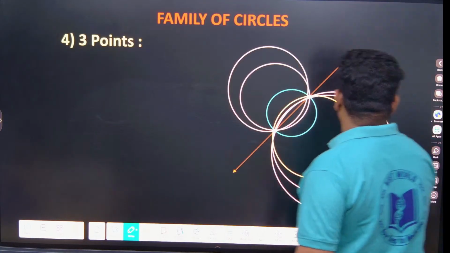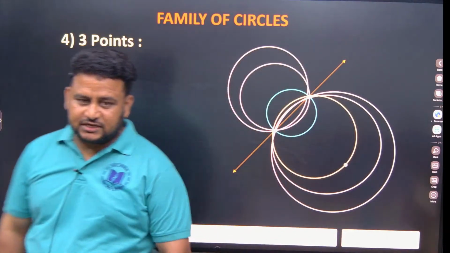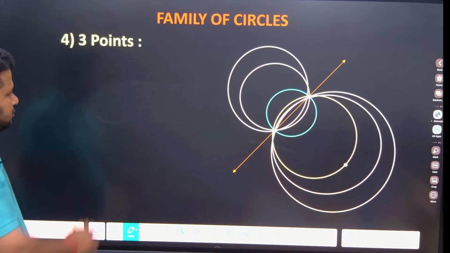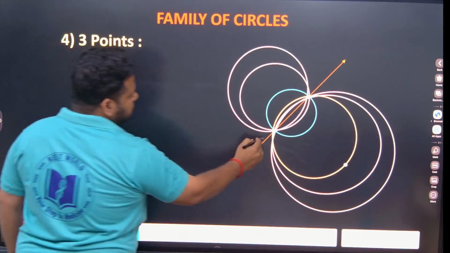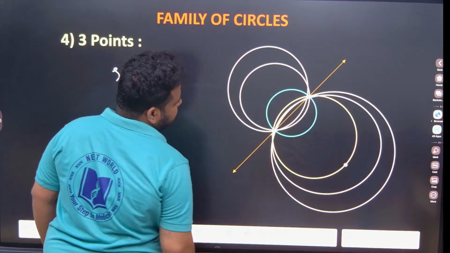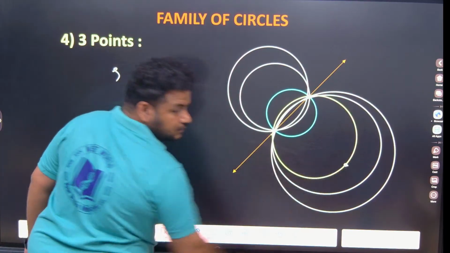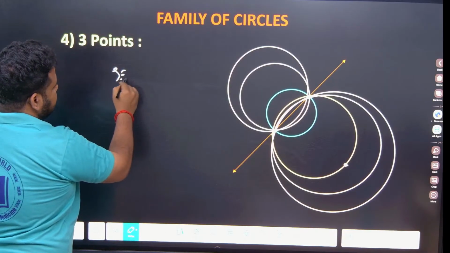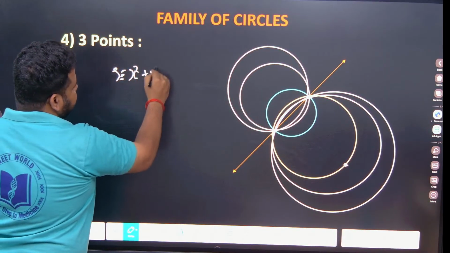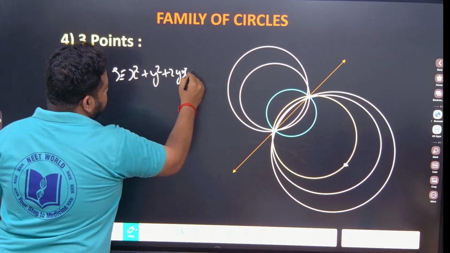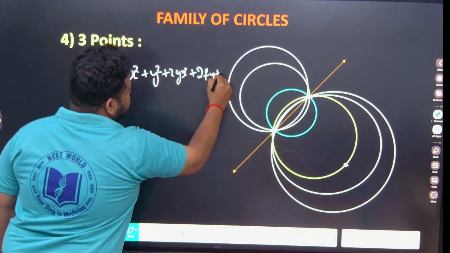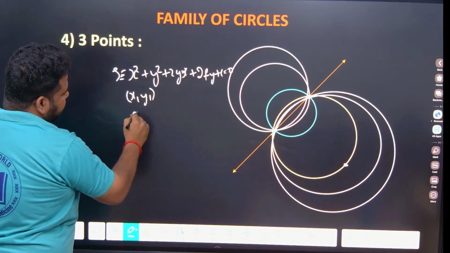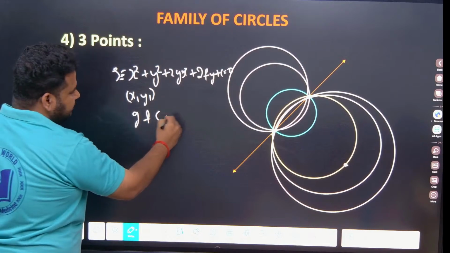Now 3 points are given. Family of circles, 3 points are given. How to do it? You have already done this in IP. See here, 3 points: 1, 2, and another point. The circle is passing through another point. So what will you get? First, S is equal to x square plus y square plus 2gx plus 2fy plus c is equal to 0 is given. First you take one point x1 y1, and you will get an equation in terms of g, f, c. You take this as the first equation.